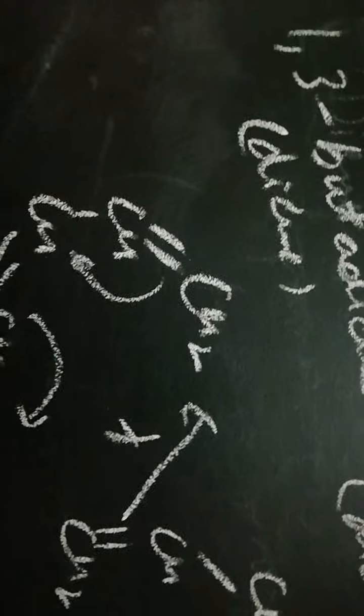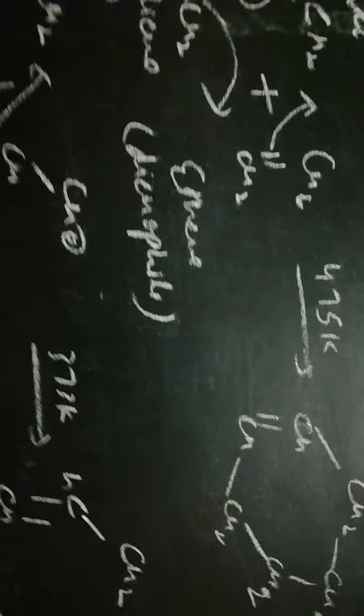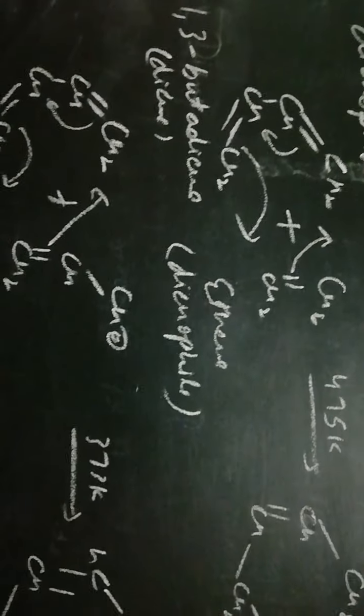Let us consider one more example. This is our 1,3-butadiene. It reacts with this reactant at 373 Kelvin, and we will get this product. This is 1,2,3,4-tetrahydrobenzaldehyde. If our diene or dienophile has any group, like this has CHO group having -I effect, it will increase the rate of reaction, and the reaction can be carried out at lower temperature as well.